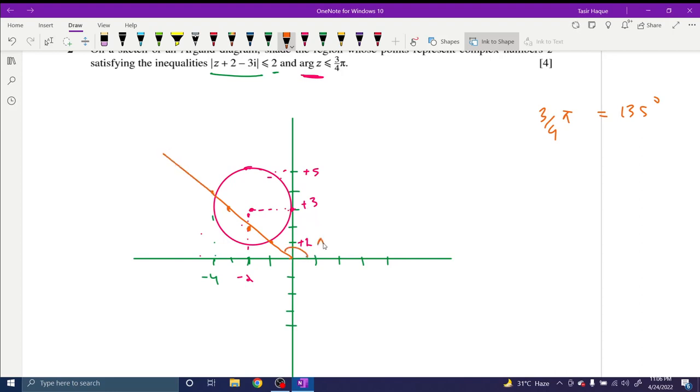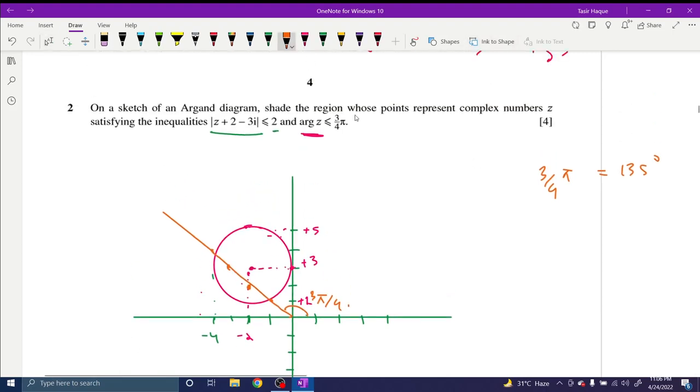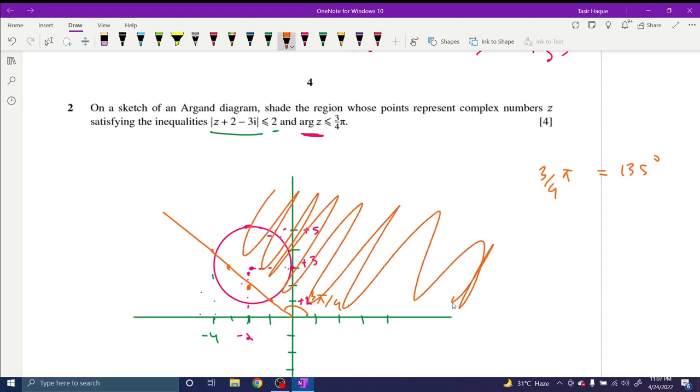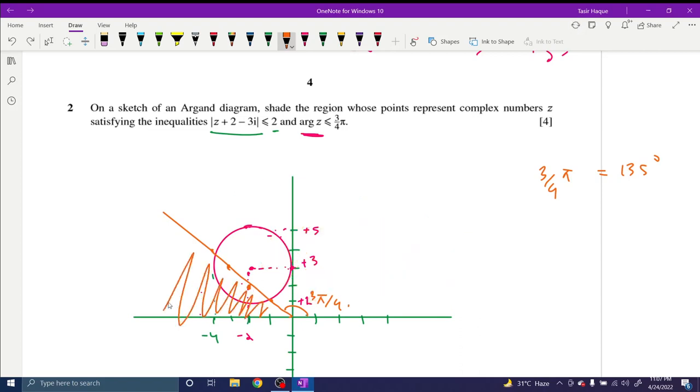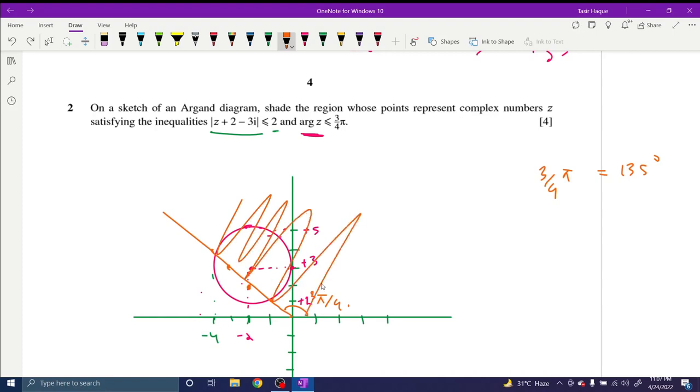So this angle over here is 3 pi by 4. Now think about it. We want the argument of z to be less than 3 pi by 4. If I shade the region on the right, this angle is less than 3 pi by 4, and this angle over here is greater than 3 pi by 4. So it has to be on the right side of this line. What about this? This means the shaded region must be within the circle since it's less than 2, right? So what's the correct shaded region? It's going to be this. Hopefully you guys understand.